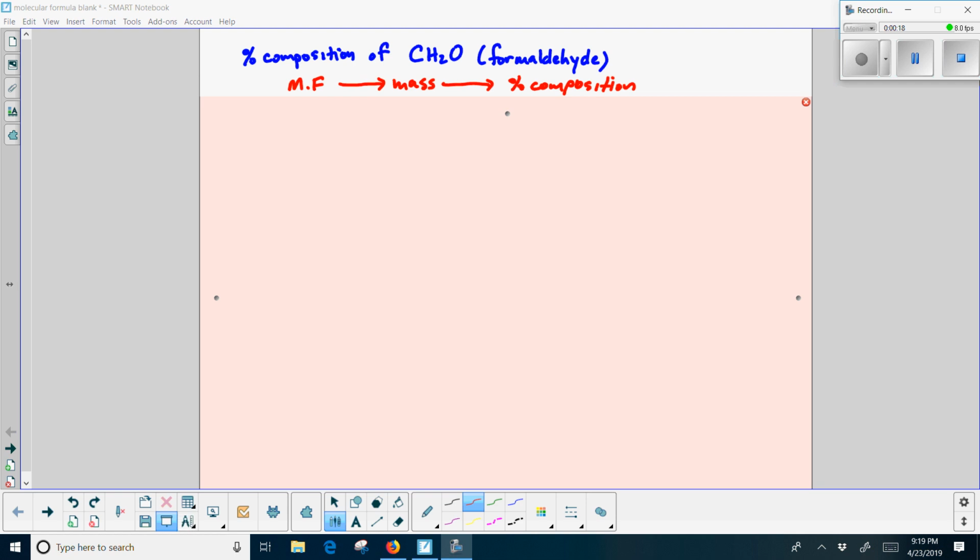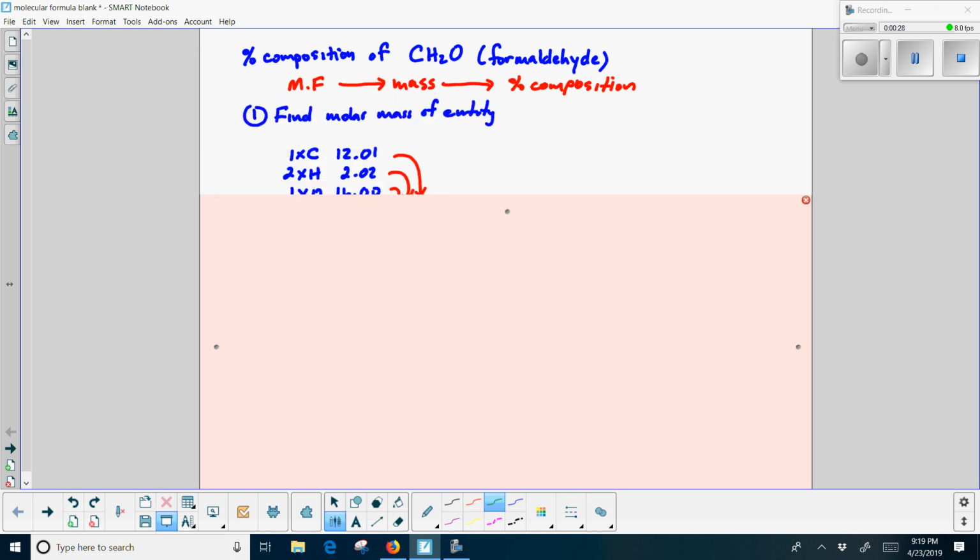When you're doing percent composition, you have to remember you're comparing the mass of each individual element to the mass of the entire compound. So what you do is this. We'll use an example here. You need to determine the molar mass of the whole entity. For example, if I've got formaldehyde, CH2O, I'm going to determine the mass of the entire molecule, in this case 30.03 grams per mole.